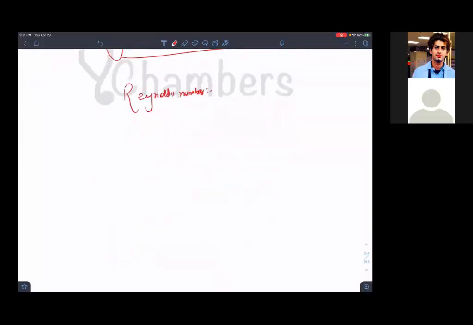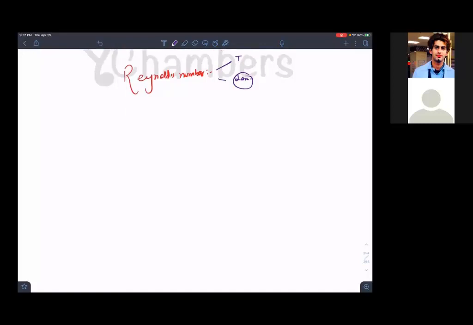Reynolds number tells us whether the blood flow is turbulent or whether the blood flow is laminar or streamline. It is said if you increase the Reynolds number, what is Reynolds number, by the way? Yeah, who can tell us Reynolds number? Reynolds number is equal to rho dV by eta. Rho dV by eta. Reynolds number.